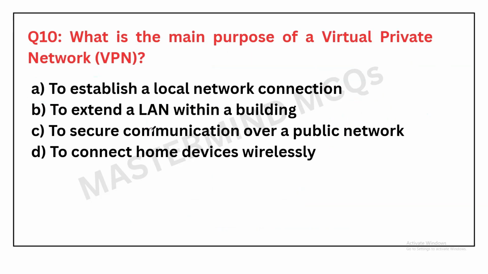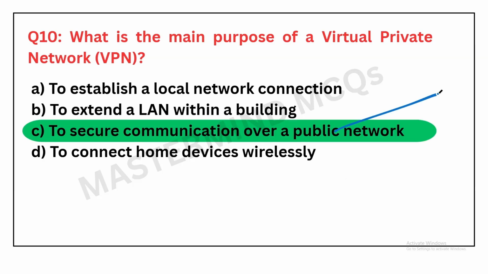Question number 10. What is the main purpose of a virtual private network, that is VPN? Option A, to establish a local network connection. Option B, to extend a LAN within a building. Option C, to secure communication over a public network. Option D, to connect home devices wirelessly. The right answer is option C, to secure communication over a public network.